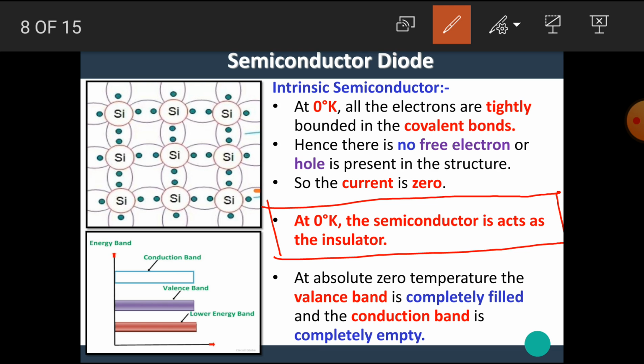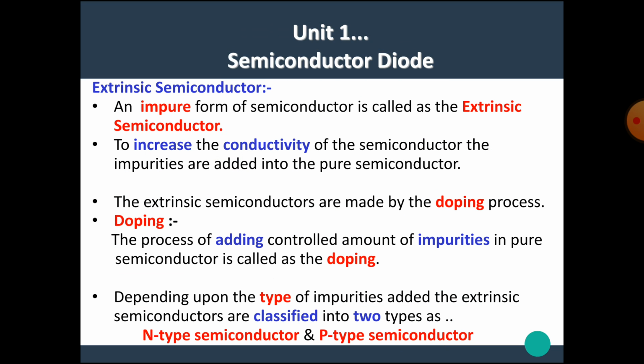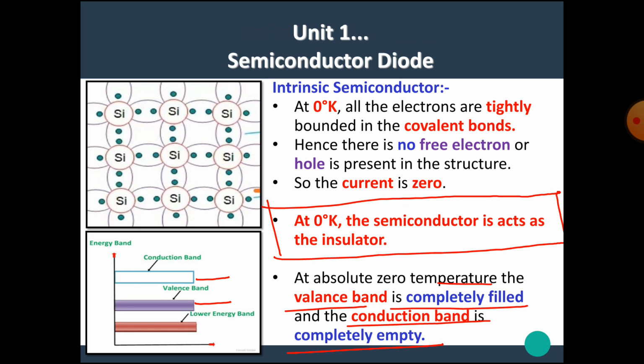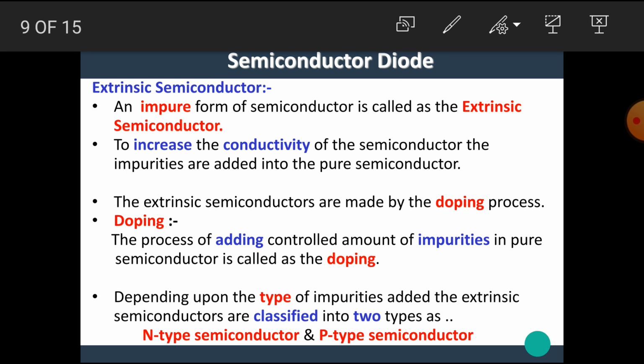At absolute zero temperature, the valence band is completely filled and the conduction band is completely empty. That means this valence band is completely filled with electrons and this conduction band is completely empty. I hope you all understand the concept of intrinsic semiconductor. Let's see the second type, extrinsic semiconductor.